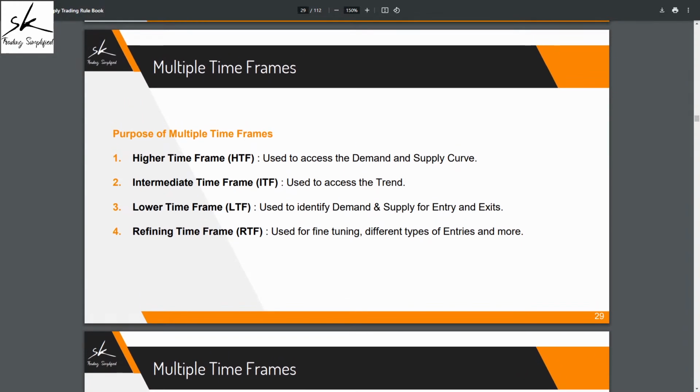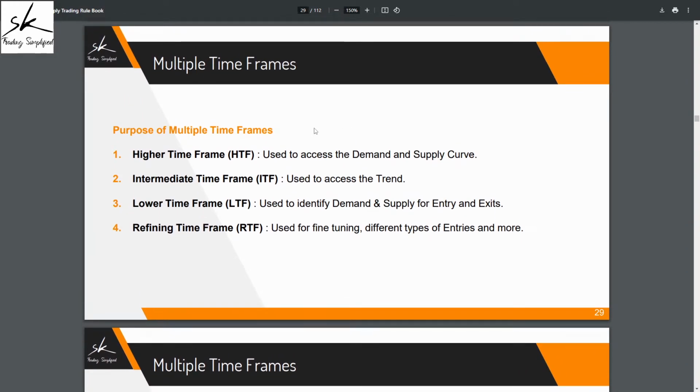demand supply methodology is based on multiple time frame analysis. So what are the multiple time frames that we utilize? We use a minimum of 4 different time frames, and we call them the higher time frame HTF, intermediate time frame ITF, lower time frame LTF, and the refining time frame RTF.